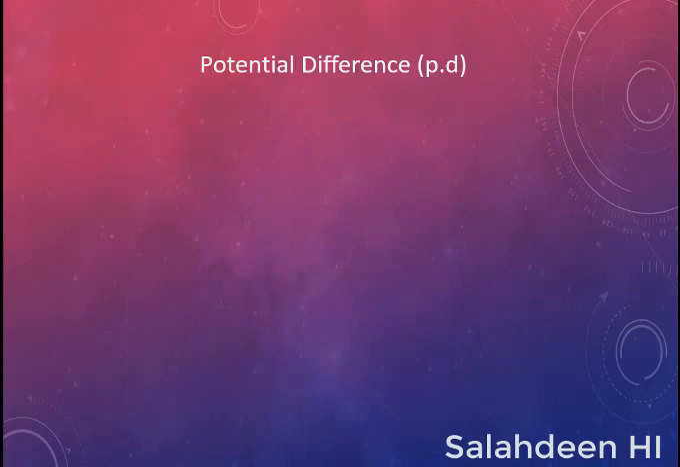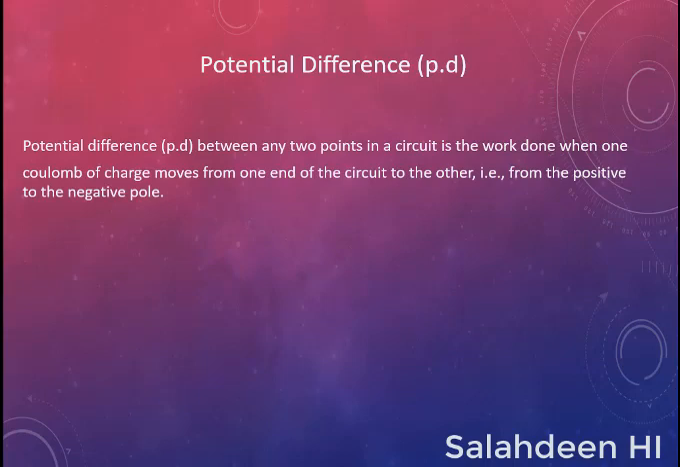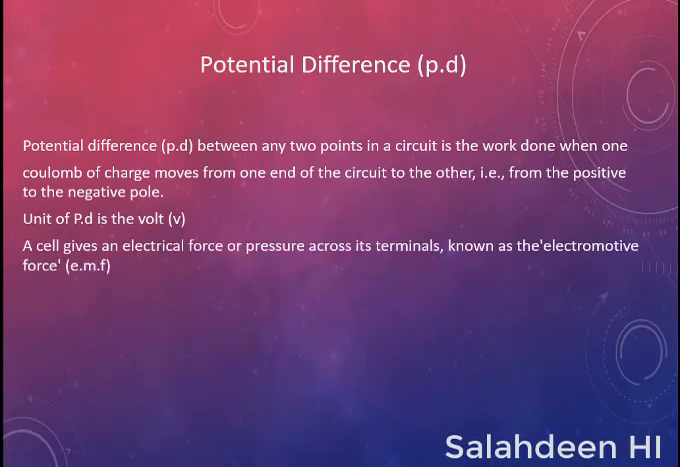Potential difference, PD. Potential difference between any two points in a circuit is the work done when one coulomb of charge moves from one end of the circuit to the other, that is, from the positive to the negative pole. The unit of PD, that is the potential difference, is volts, represented by the letter V.